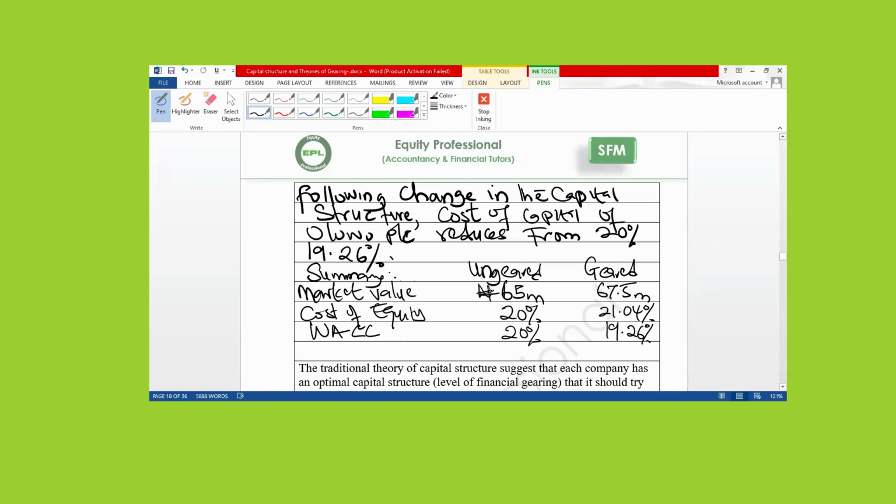When Olowo is ungeared, his market value is 65 million. When the company introduces debt and becomes geared, its market value increases to 67.5 million. This increment is coming from the tax benefits.